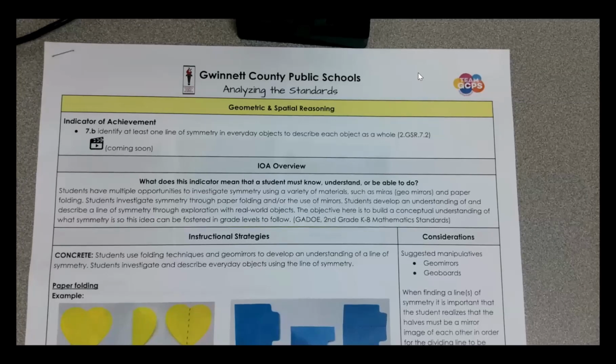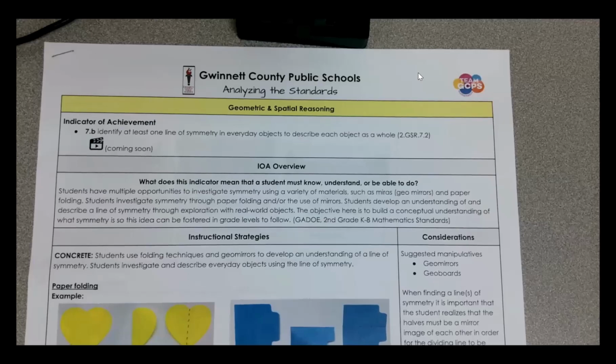7B says, identify at least one line of symmetry in everyday objects to describe each object as a whole. There are two important things to look for when determining if an image or an object has symmetry. An object is symmetrical when one half is a mirror image of the other half. One side will look exactly like the other side. When determining if an object has a line of symmetry, you must look for two congruent parts, same size, same shape.